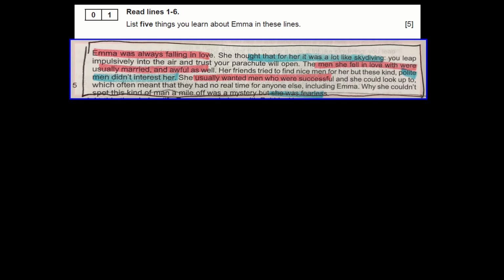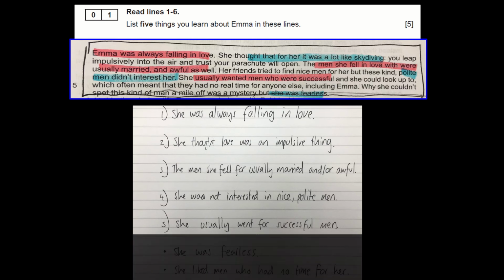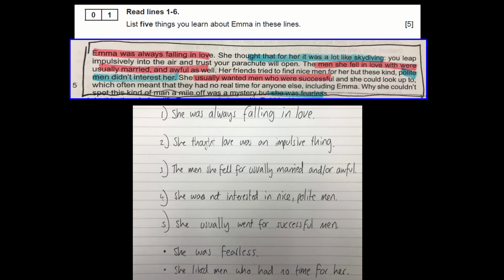And then my answers were, she was always falling in love. She thought love was an impulsive thing. The men she fell for were usually married or awful. She was not interested in nice, polite men. She usually went for successful men. Remember, these are all from the text. Okay, so you don't have to do any PEs. And then you could have actually also had, she was fearless, which is the last phrase. She liked men who had no time for her.